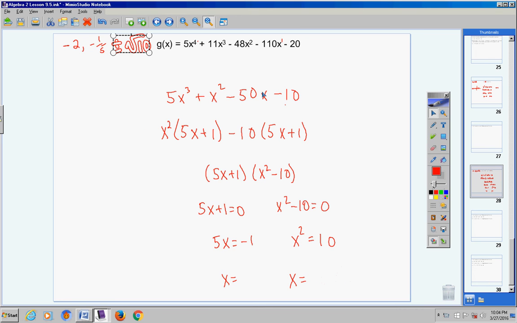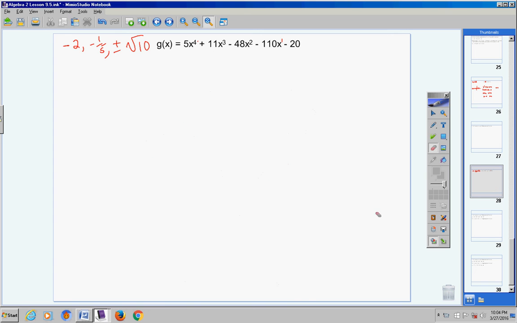Look at that. We did it, guys. Put a comma here. So negative 2 is 1 zero. Negative 1/5 is 1 zero. And then plus or minus square root of 10 is two more zeros. We have four zeros here. And by the way, guys, listen to me. I erased your possible rational zero list. But you should still have it in your notes. Look at your list of possible zeros. Is negative 2 in that list? Yes. Is negative 1/5 in that list? Yes. Because these two zeros are what?